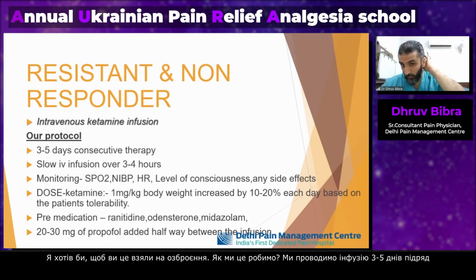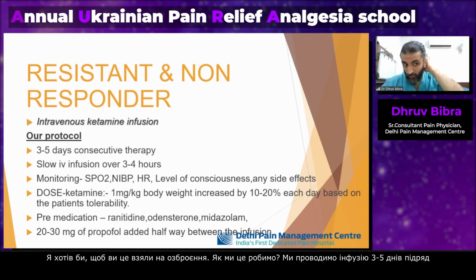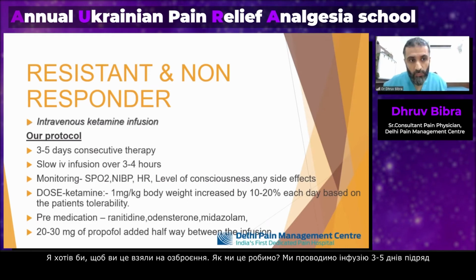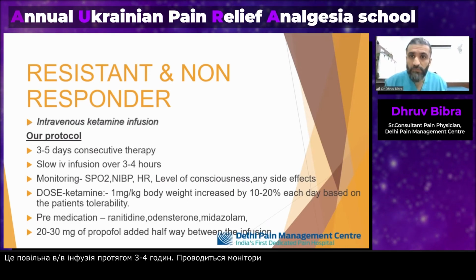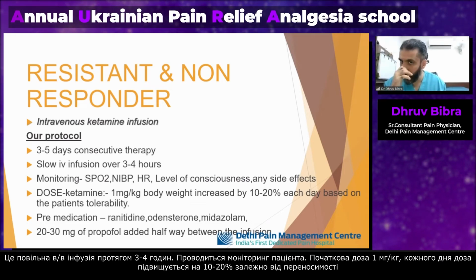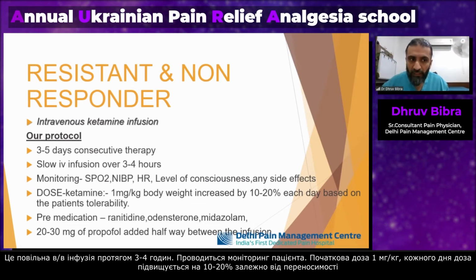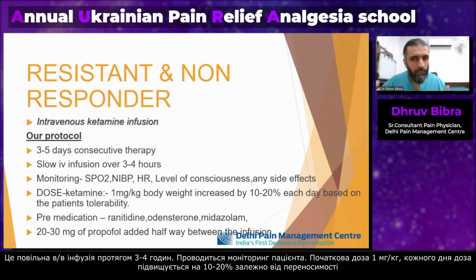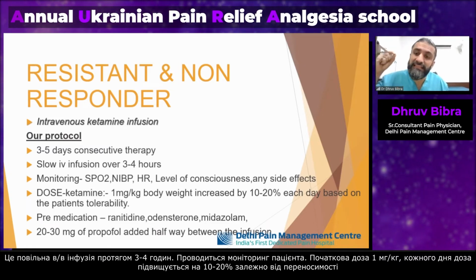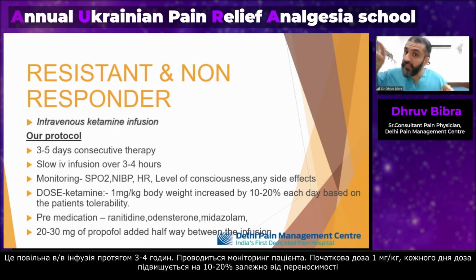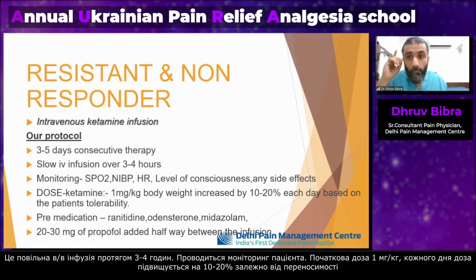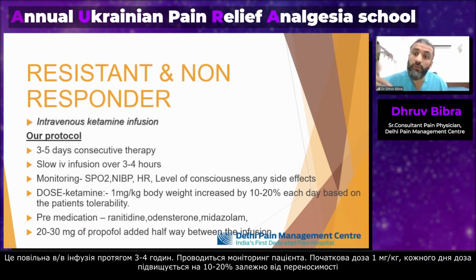I think if you want my presentation, you can have it. So what we generally do is we have a consecutive 3 to 5 days of infusion. It's a slow IV infusion which is given over 3 to 4 hours. The patient is monitored, basic monitoring is there. Starting dose is around 0.8 to 1 milligram per kg body weight. We increase the dose sequentially by 10 to 20% every day based on whether the patient is able to tolerate.